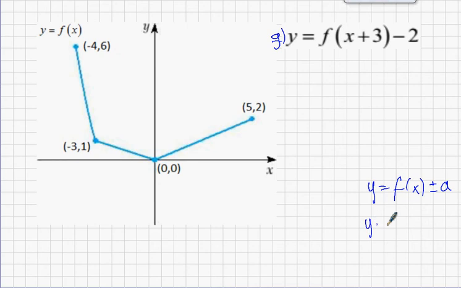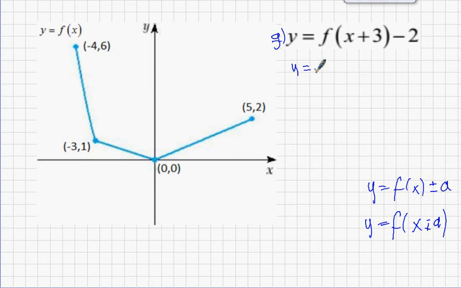If you affect the x, if you add or subtract a number to the x, that means you are going to change the x values. You move it left or right. You change the x numbers. Understood? Yeah? Okay.